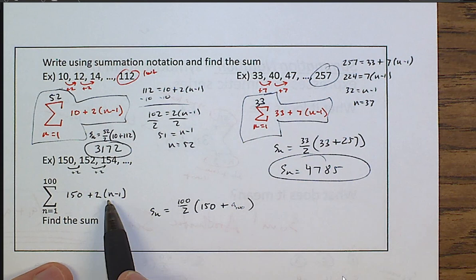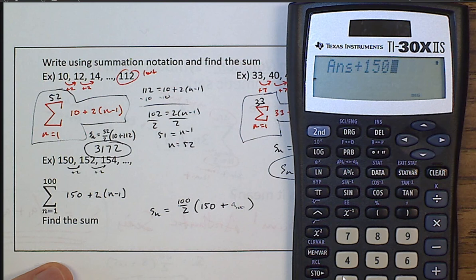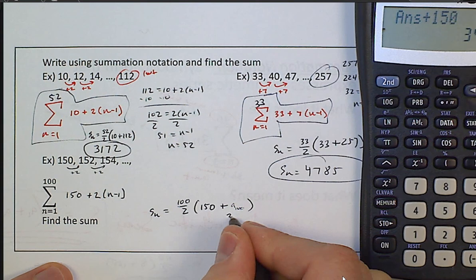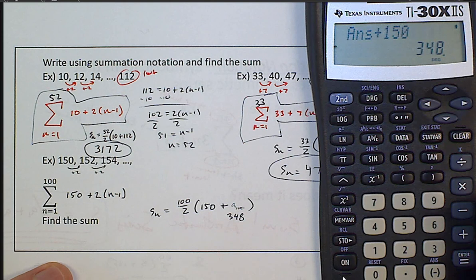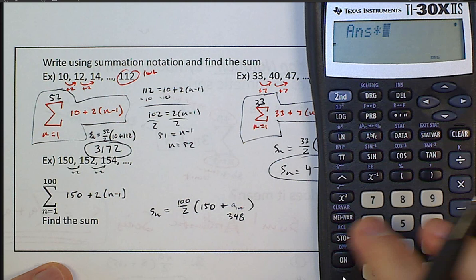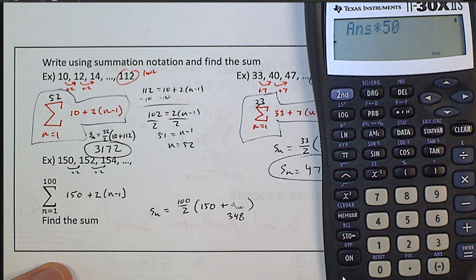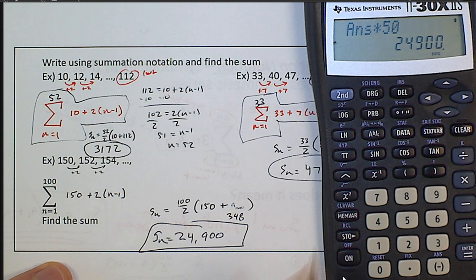Plug it in, right? 100 minus 1 is 99, so 99 times 2, add that to 150, equals 348. So 348 goes right there. Now I can find the sum: 348 plus 150, times that by 100 divided by 2, which is 50, and I should get 24,900. So my sum is 24,900.